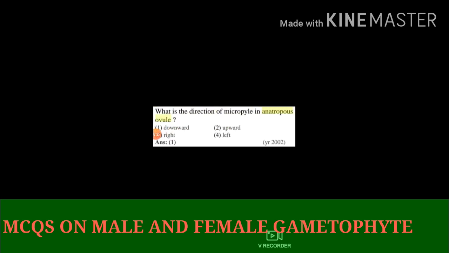What is the direction of micropyle in an anatropous ovule? This question is related to the angiospermic ovule, asked in 2002. The position or direction of the micropyle is asked with respect to the anatropous ovule, and the micropyle is downward in direction in an anatropous ovule. Due to this, here the answer is 1, that is, downward.